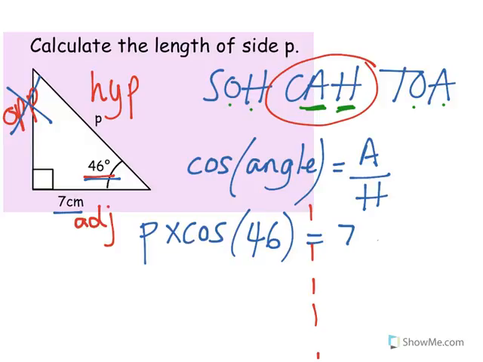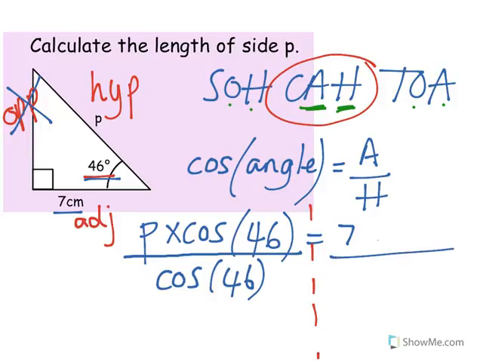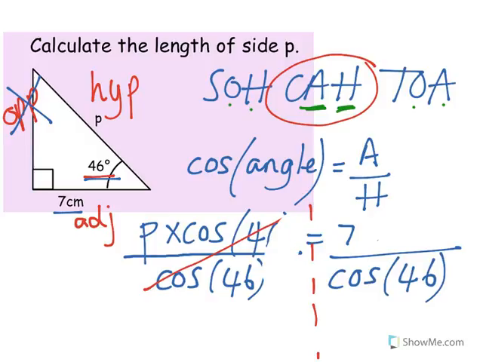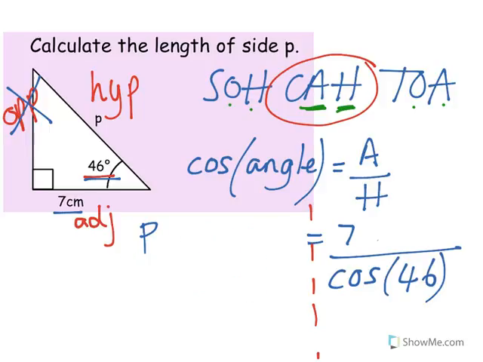Now I'm trying to get p on its own, so therefore I need to get rid of times by cos of 46. So the opposite of timesing by cos of 46 is dividing by cos of 46. Now I can't just do that to one side, I have to do it to both sides. So I divide by cos of 46 over here as well. When I do that, I need to look for what cancels, and they are going to cancel, leaving me then on this side with just p equals, and then 7 over cos of 46.